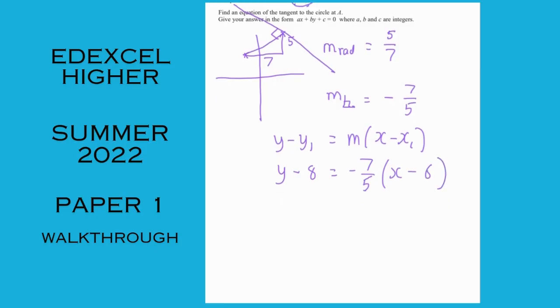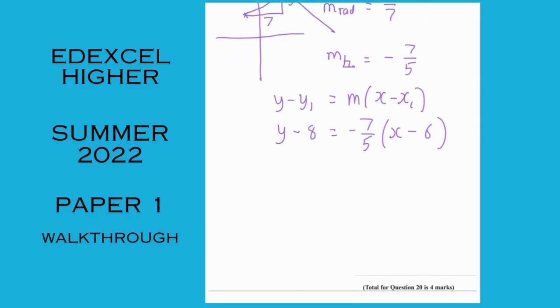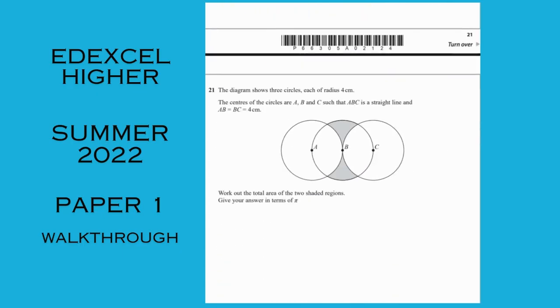And now we tidy it up because it wants it in integers equal to 0. So times everything by 5 to get rid of that. While expanding the brackets, -7x, +42. And it wanted it with a 0 on the right-hand side, so we'll do as we're told. We'll add 7x to both sides. We'll subtract 42 from both sides. And there we go. So that's the circle without the circle needing to be drawn.